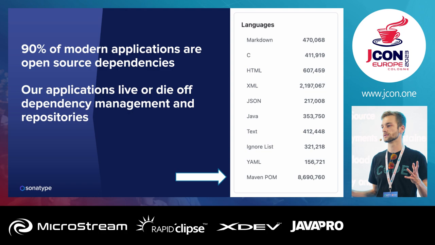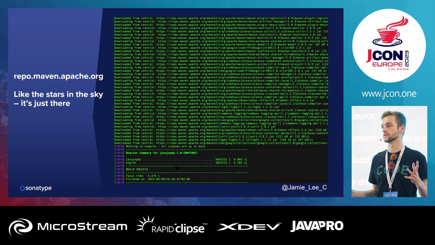Maven has not slowed down, as you can see on the language list. This is a list of the amount of different supported things on GitHub. And as you can see, Maven POM is a very, very popular thing on GitHub. But my point is here, we are now sharing and utilizing other people's code like we have never done before. We're doing this at mass scale, which is an amazing, amazing thing.